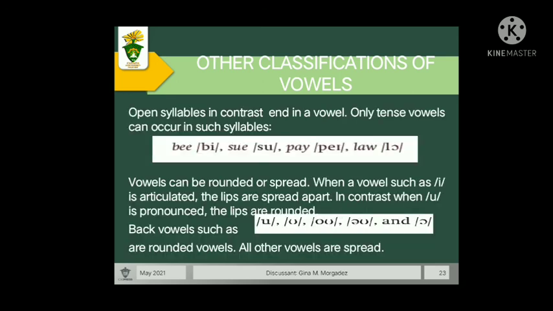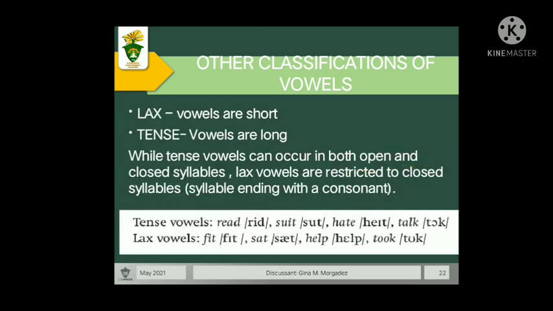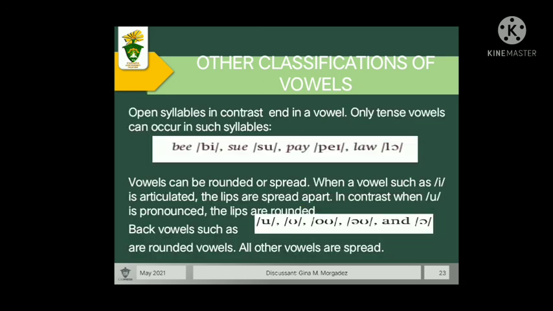Open syllables, in contrast, end in a vowel. Only tense vowels can occur in such syllables: the be, the sue, the pay, and the law.